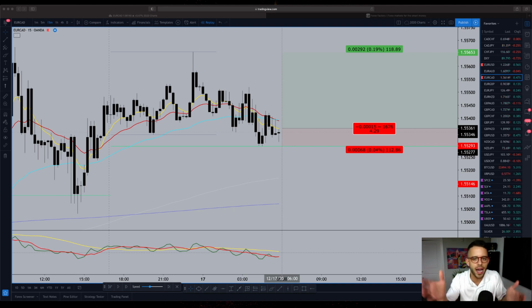Now, I'm not just going to buy it anywhere on the 15 minute. I'm going to go down to the 1 minute chart to find risk reward, to find a risk level, and then see what my potential reward could be. If that risk reward lines up, then I'm going to look to take this trade. And that's what happened this morning.